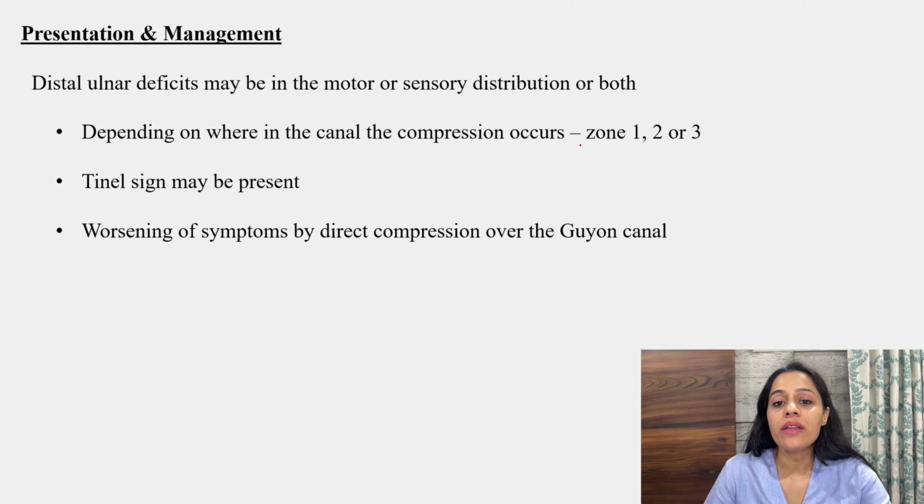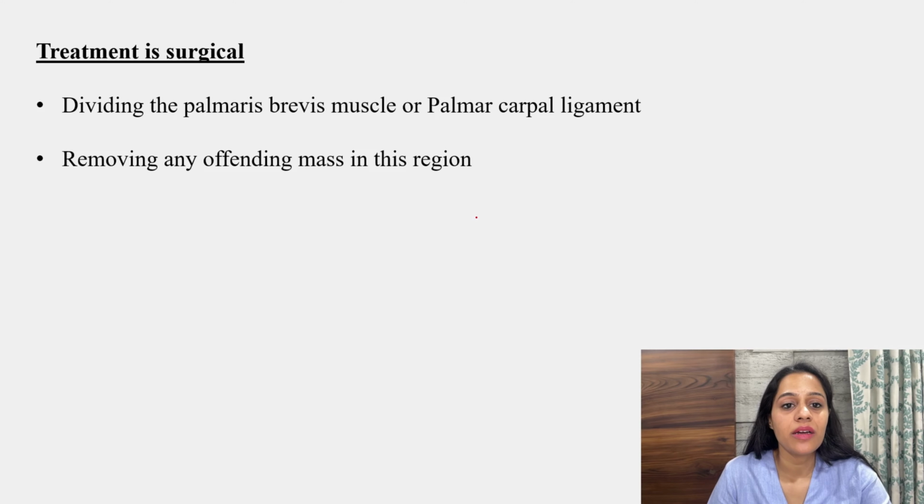In zone 1, that is before the division of the ulnar nerve into sensory and motor branches, the patient will complain of both motor and sensory deficit. In zone 2, only the deep motor branch gets compressed, so the patient complains of only motor deficit, and in zone 3, only the sensory branch gets compressed, so the patient complains of sensory deficits. Tinel sign may also be present, and worsening of symptoms will occur if we give direct compression over Guyon's canal. Treatment is surgical for this compression.